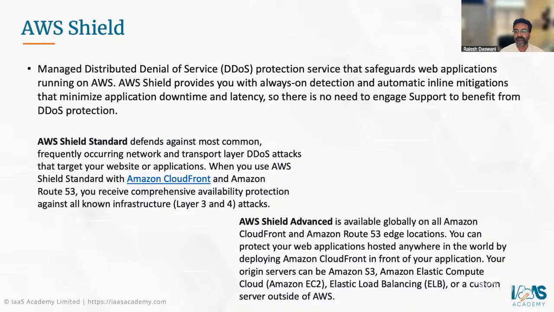Shield Advanced gives you protection for anywhere in the world by deploying CloudFront in front of your application, where your origin server may be an S3 bucket, an EC2 instance, an elastic load balancer, or even a custom server outside of AWS. And also with Shield Advanced, you have access to the Shield Advanced response team, and they can help in mitigating any sort of attacks that may be taking place as well.